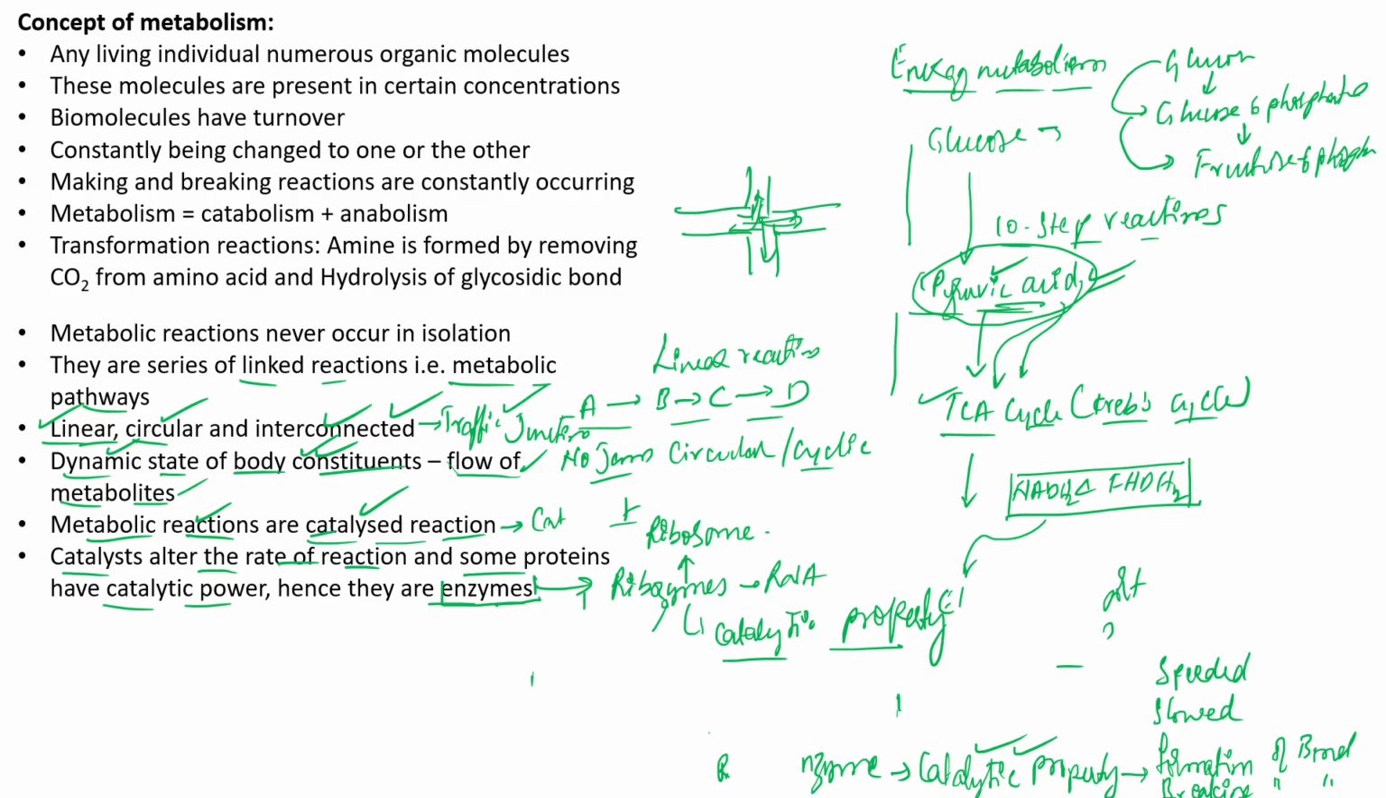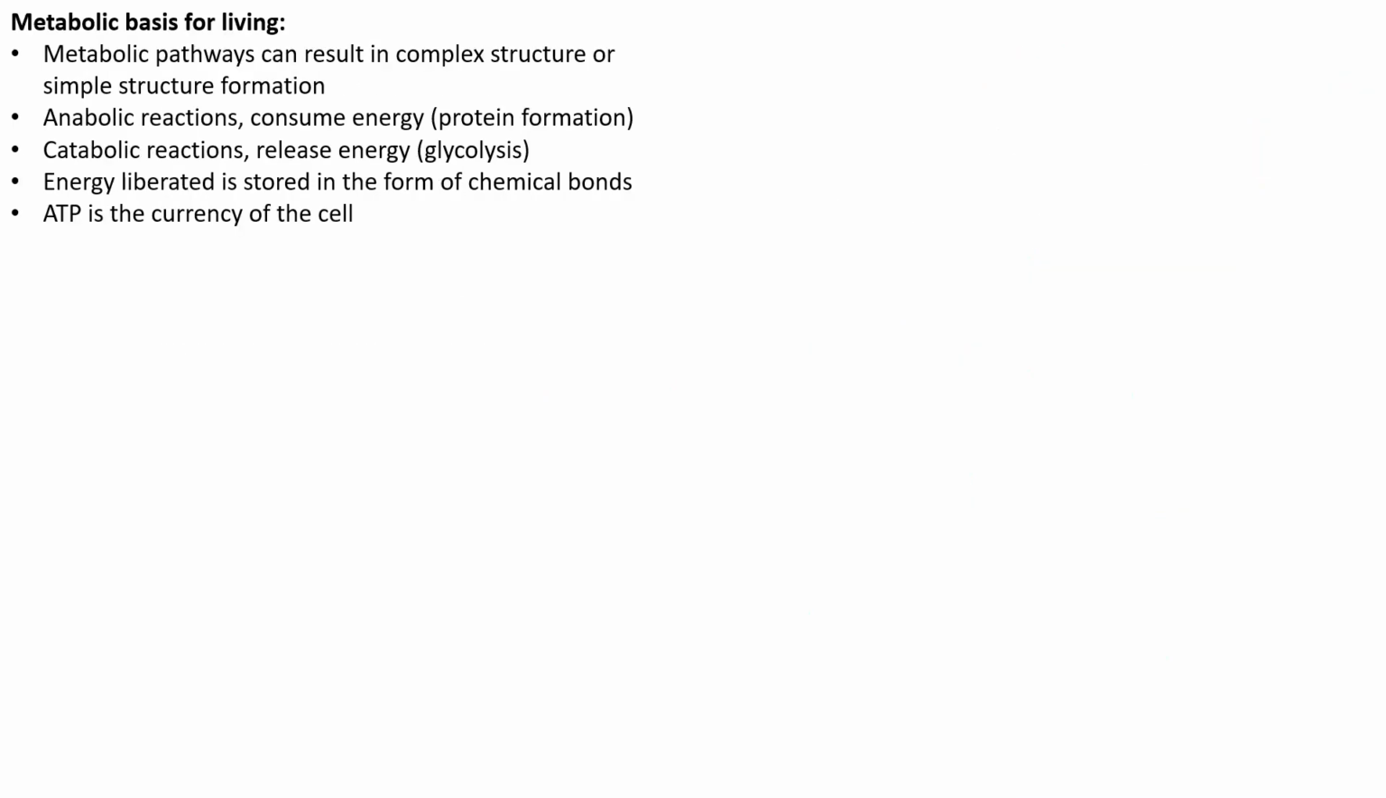So let's look into the next part, that is the metabolic basis for living. As we discussed a moment ago, there are two reactions, catabolic reactions and anabolic reactions. That is what we'll be discussing here. The metabolic pathways can result in the formation of a complex structure, or they may result in the formation of a simple structure.